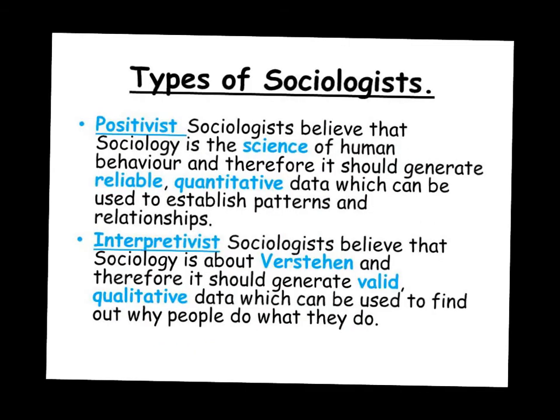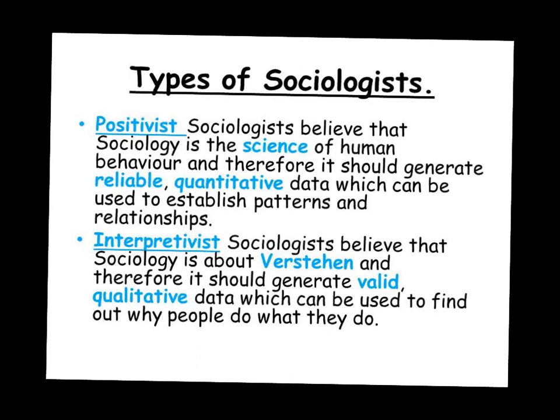So different sociologists prefer these different types of data. We touched upon this last time, but positivist sociologists believe that sociology is the science of human behaviour, and therefore it should generate reliable and quantitative data which can be used to establish patterns and relationships. So they very much see sociology as being like science, like biology or chemistry or physics, that if this happens then this is a result.